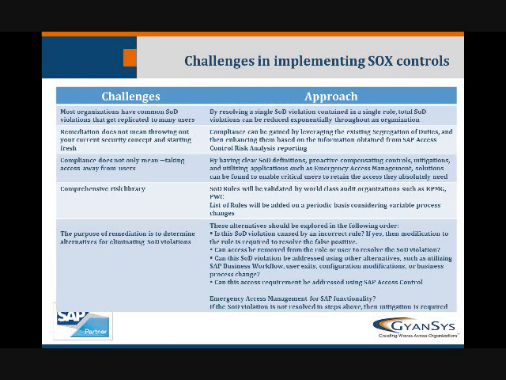Certain challenges, certain statements we made here while implementing these access controls towards SOX compliance. What are the challenges we see, and what is the approach to address that challenge?